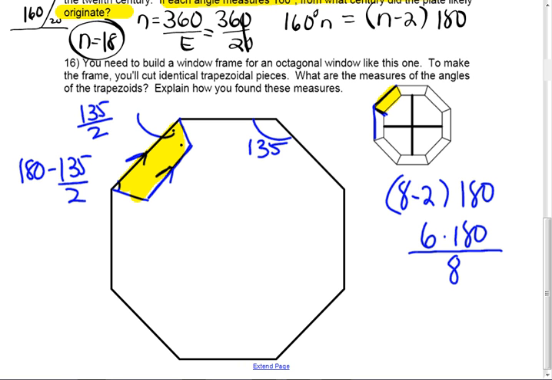I don't know, 60 something. Why is it 6? What's 7? This is a hexagon. Octagon, I mean. So 8 minus 2 gives you 6.